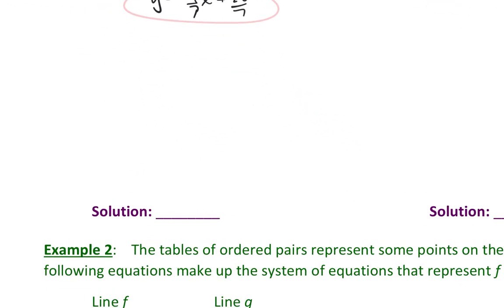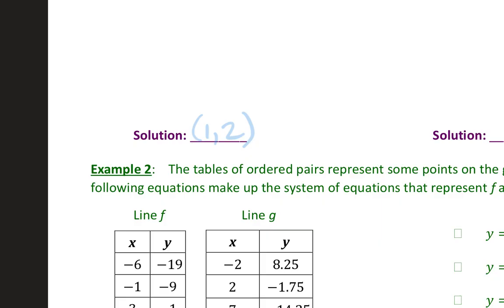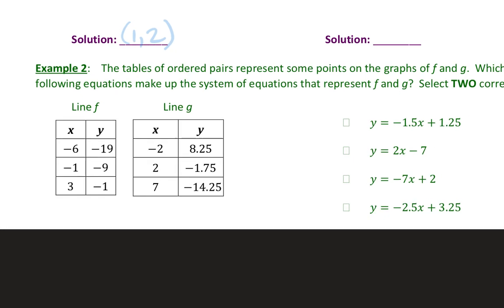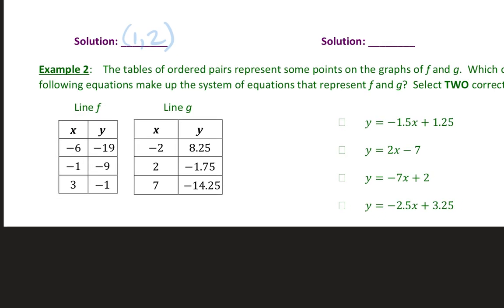All right, I'm not going to go to the one next to this. I'm not going to do number 6. What I am going to do is I want to go to the bottom because I want to talk about finding the table. Okay? So I'm going to come down here to the bottom. So to get to your tables, this one says the table of ordered pairs represents some points on the graph of f and g. Which of the following equations make up the system of equations that represent f and g? Select 2 answers.